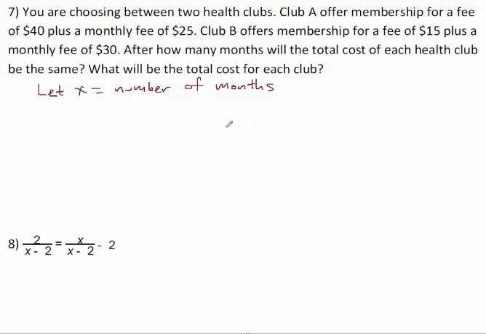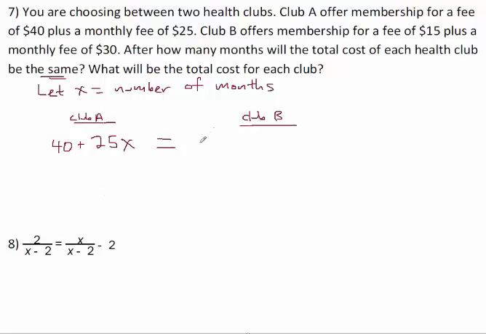So let's try to figure out the cost of Club A and set it equal, because we want them to be the same, to the Club B cost. So let's put the two sides of the equal sign, and let's put the Club A cost over here and the Club B cost over here. So for Club A, we know it's a membership fee of $40, plus every month it's $25. So it's 25 times the number of months, which is 25 times x.